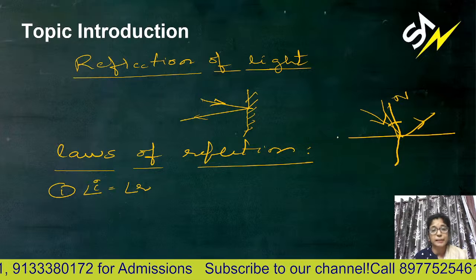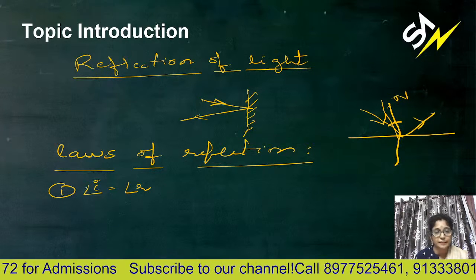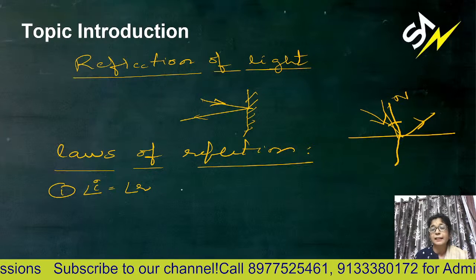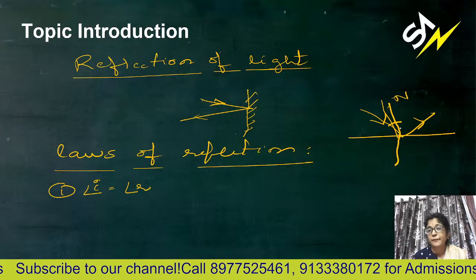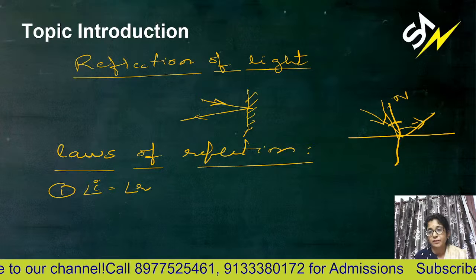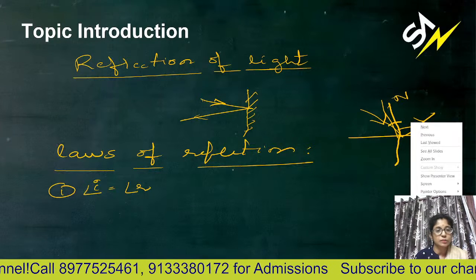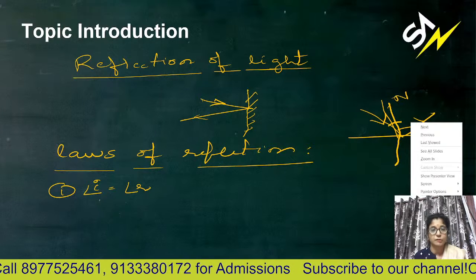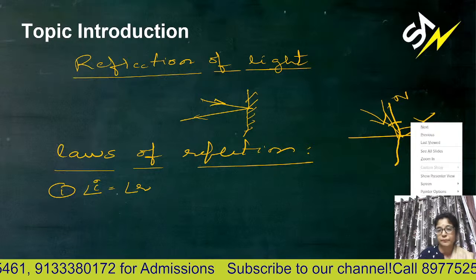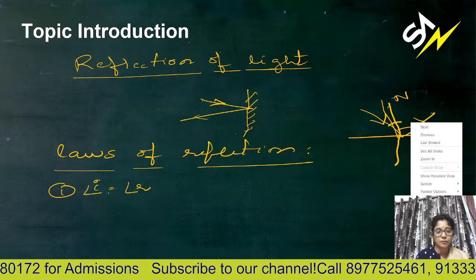The angle made by the incident ray to the normal is called the angle of incidence, which is represented by angle I. And the angle made by the reflected ray to the normal is called the angle of reflection. According to the laws of reflection of light, angle I is always equal to angle R.